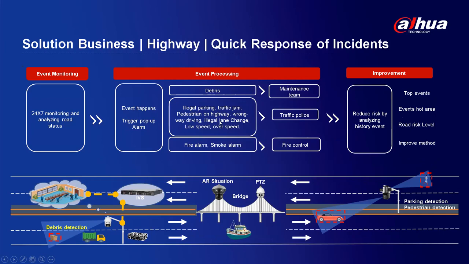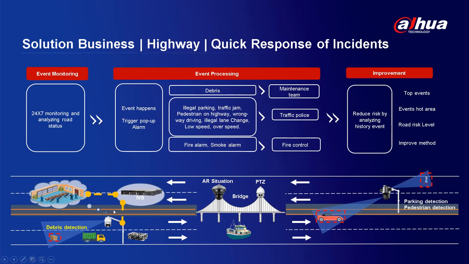If there is illegal parking or traffic violations, the different violations, then we send traffic police. If there's a fire alarm or smoke alarm, we send fire control. So we know who to send, so that we don't randomly send the wrong people and waste our time and effort. Then as an improvement, it will help us reduce risk by analyzing the old events. Then we see which areas are hot, and what we can do to improve.